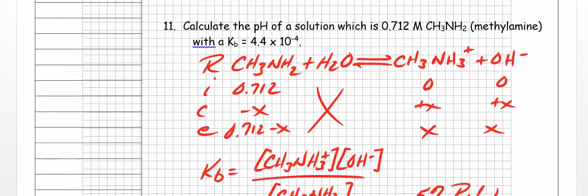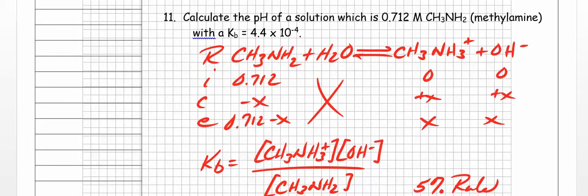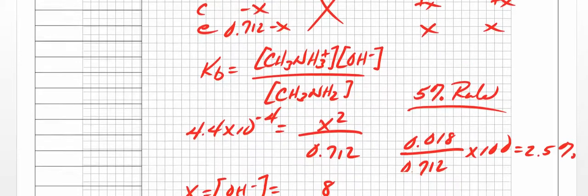So in this problem, and I'll read the problem again, it says calculate the pH of a solution which is 0.712 molar methylamine, or CH3NH2, with a Kb of 4.4 times 10 to the minus 4. And you recall from last time that we did the RICE table, we set up the reactants and the products. This is a hydrolysis reaction. And at the end, on the equilibrium line, we got an X for the ion, the CH3NH3 plus, and the OH minus, also X. But for the methylamine, the equilibrium concentration was 0.712 minus X. But in the calculation, we ignored that minus X part.